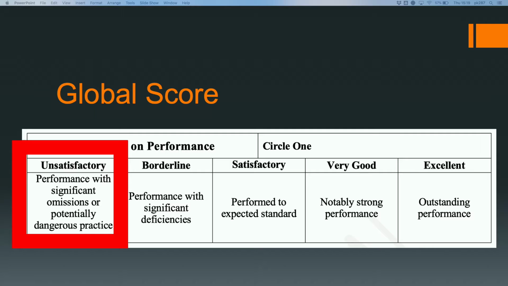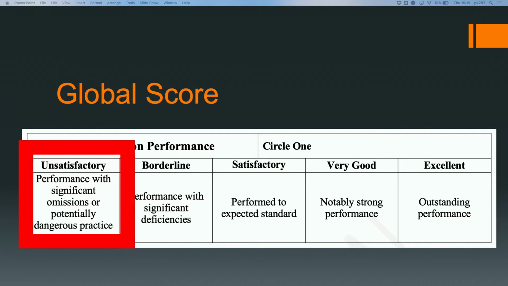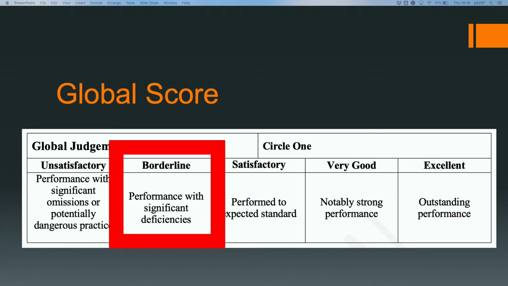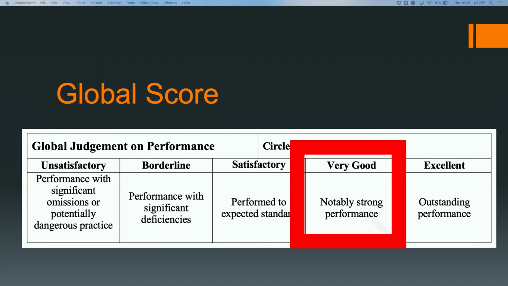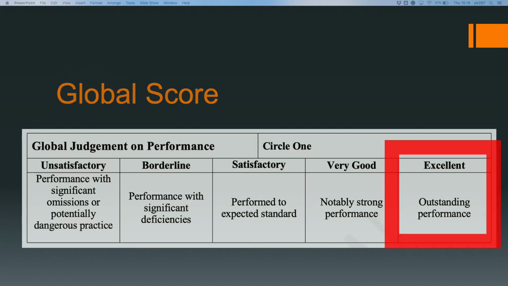Here are the options on the global score. Unsatisfactory is performance with significant omissions or potentially dangerous. Borderline would be performed with significant deficiencies. Satisfactory is performed to the expected standard. Very good would be a notably strong performance, and excellent is outstanding.